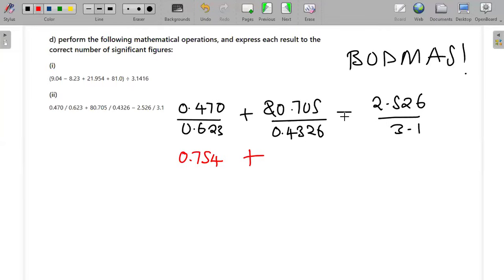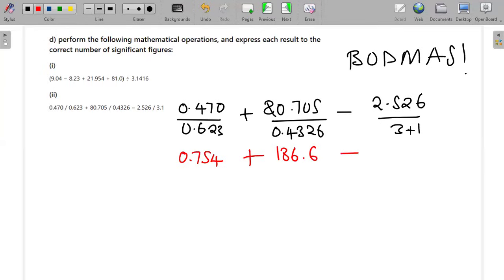So that would be 80.705 divided by 0.4326. That one gives me 186.6. Remember, I'm only interested in 4 significant figures. So this is 4 significant figures. The number continues to go, but I'm only interested in the 4 significant figures.